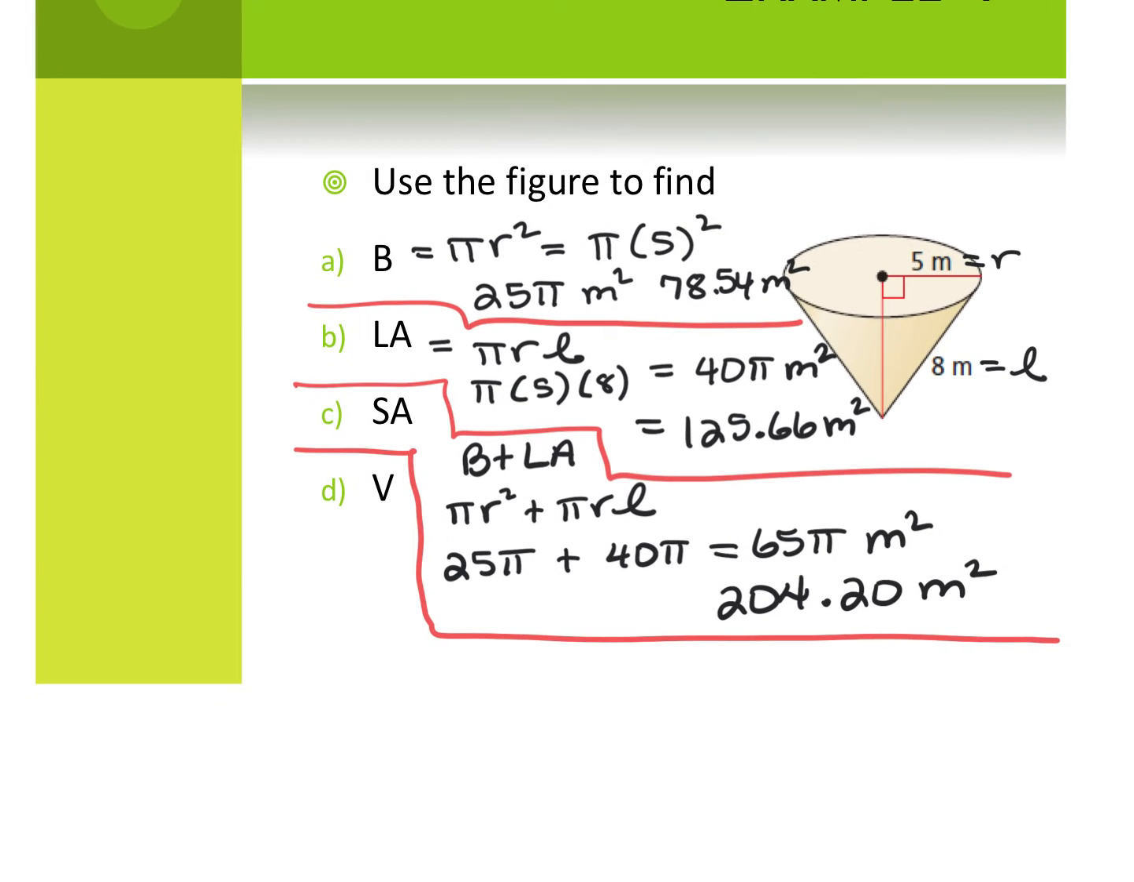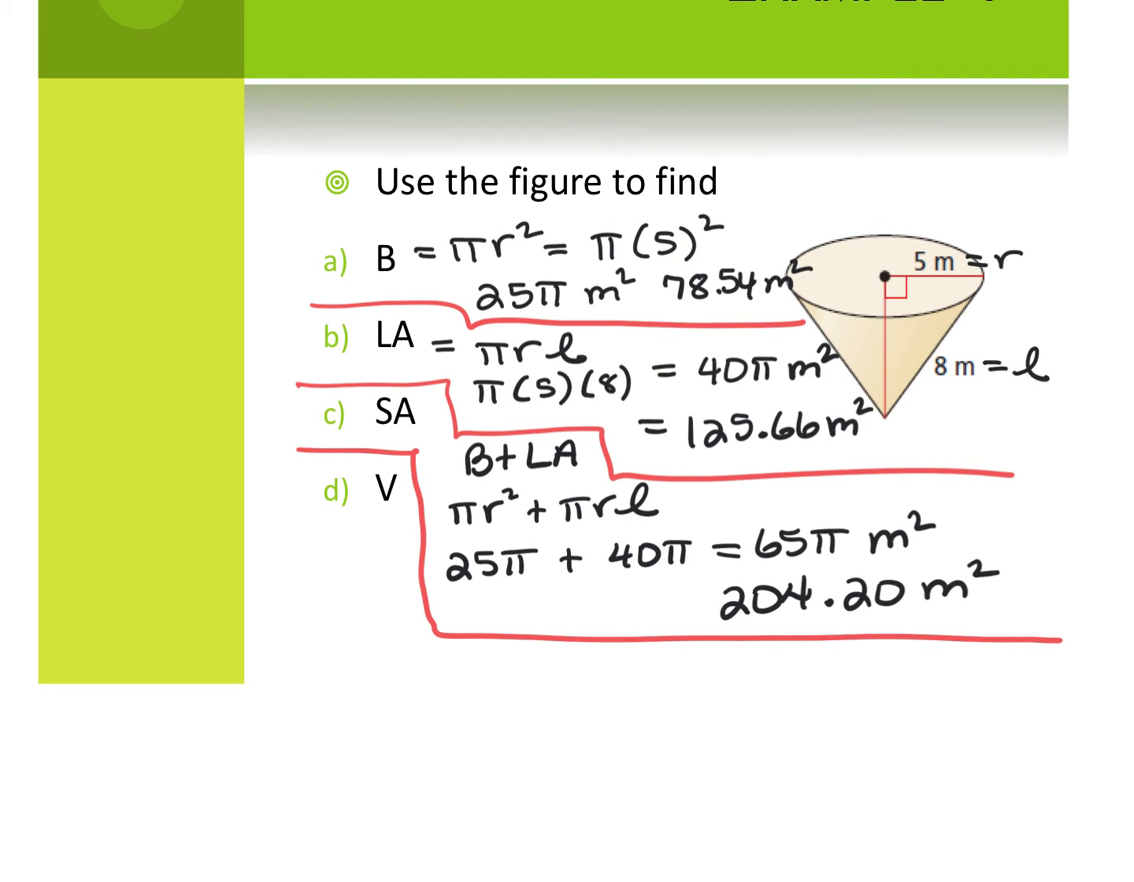Now, remember for volume though, the formula is going to be 1/3 capital B times H. And again, remember your capital B, we've already calculated it. 1/3 pi r squared height. What we don't know yet is the height. But if you look over at our figure, we can find the height of this cone by doing Pythagorean theorem. So we have the radius and the slant height.